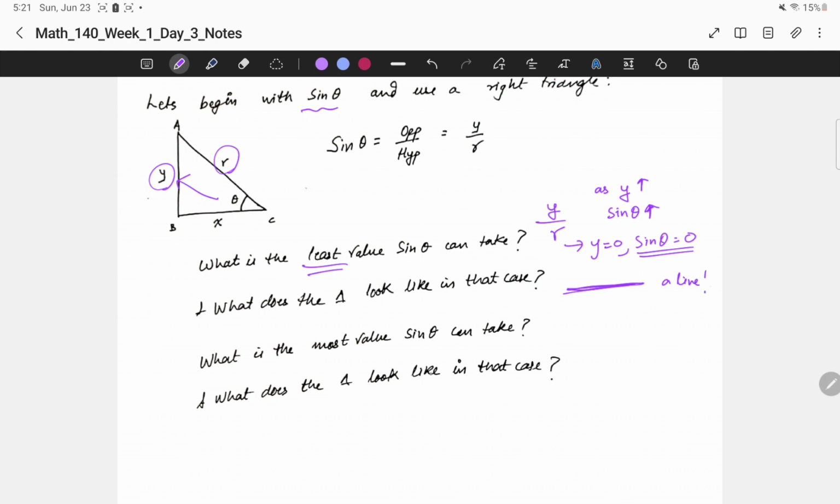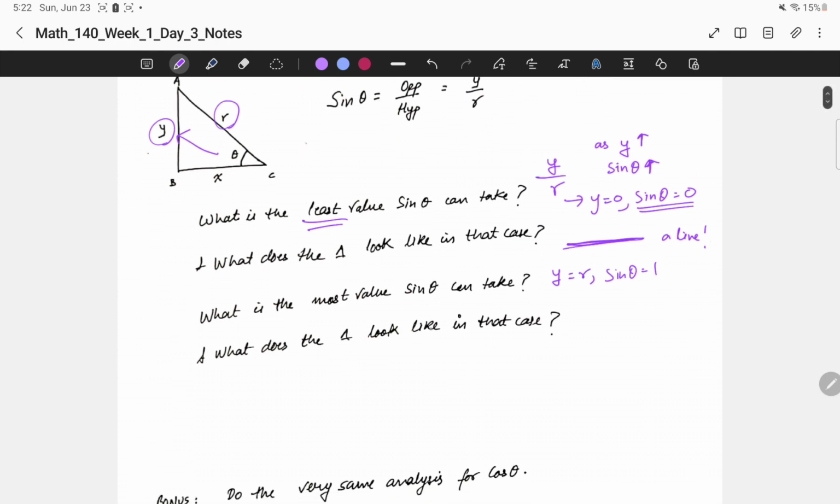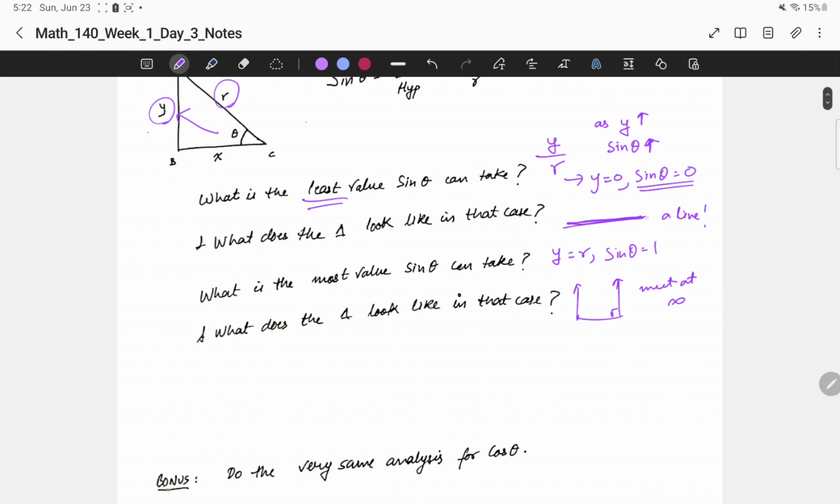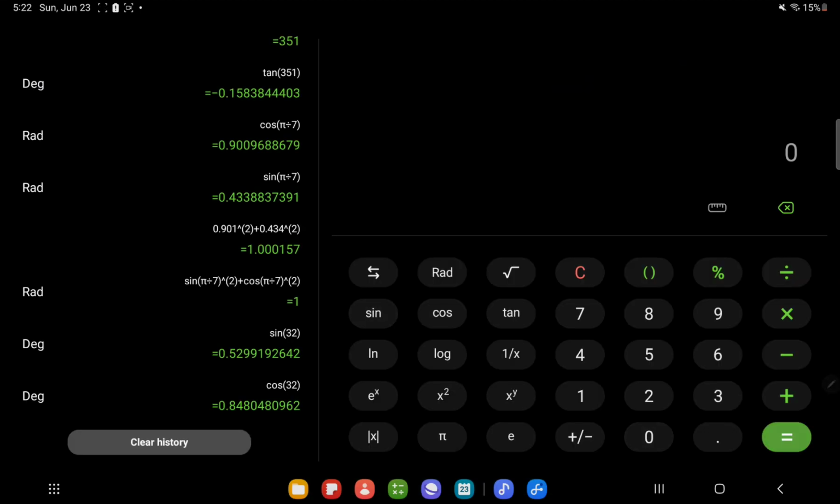What is the highest value that it can take? When y is r, sine theta is 1. Because it's a triangle and this can never be more than the hypotenuse. And in that case, again, you're not going to have a triangle. It's going to be like that, and they meet at infinity. And this angle would be 90 degrees. And in this case, the angle would be 0 degrees. You can verify. Sine of 0 is 0. Sine of 90 is 1.